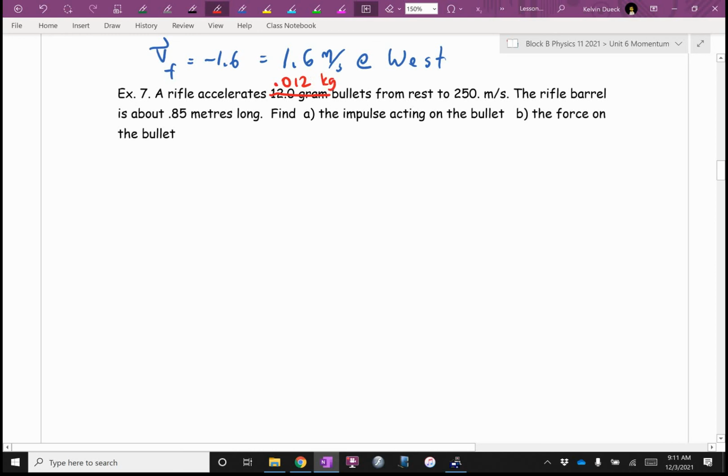Okay. From rest, to 250 meters per second, the rifle barrel is about 0.85 meters long. Okay. Kevin, what does A want me to find? Change in momentum.